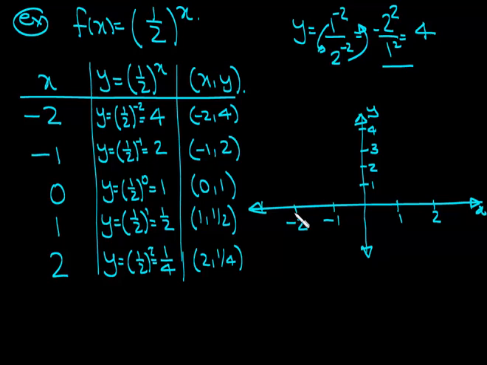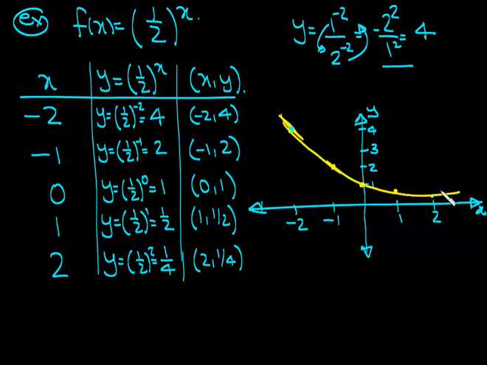So when x is negative 2, y is 4. So we have this point. When x is minus 1, y is 2. When x is 0, y is 1. When x is 1, y is half. And when x is 2, y is a quarter. So you can see now the graph's going this way.